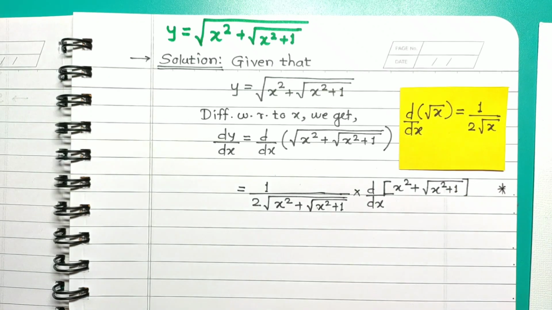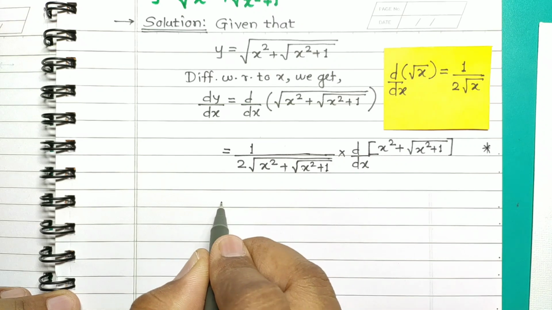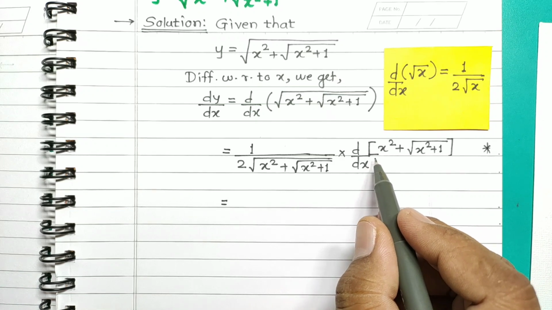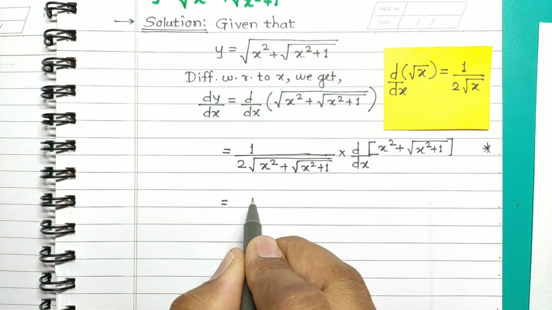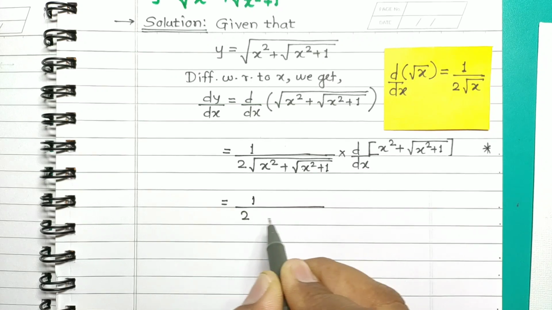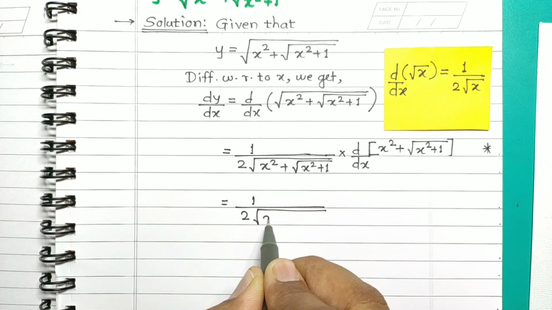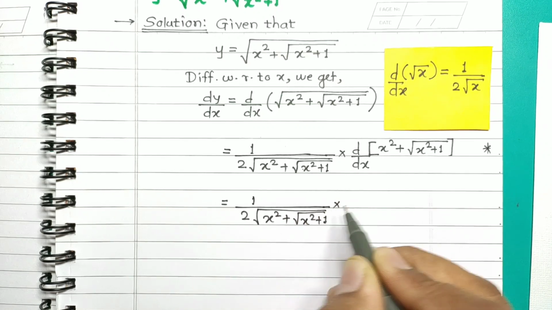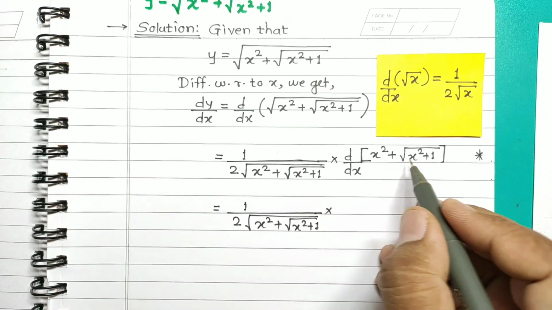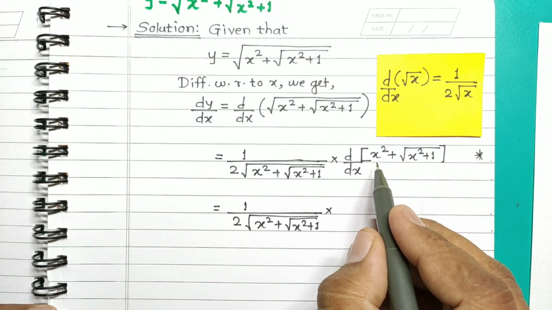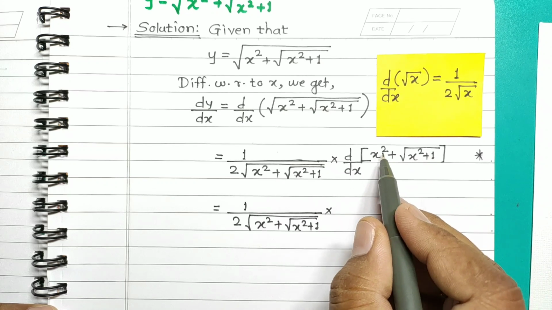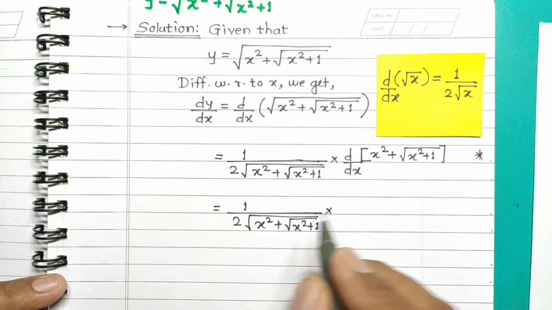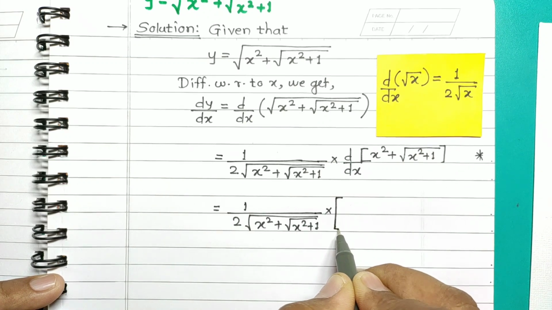Note this step. Now to the next step, we are going to write this first term as it is, and then we have to write down derivative of all this term. So first let's write this term as it is, 1 upon 2 into root of x square plus root of x square plus 1. Here it is the sum of these two functions x square and root of x square plus 1. So the derivative of this sum will be derivative of function x square plus derivative of function root of x square plus 1. So let's write these two derivatives.